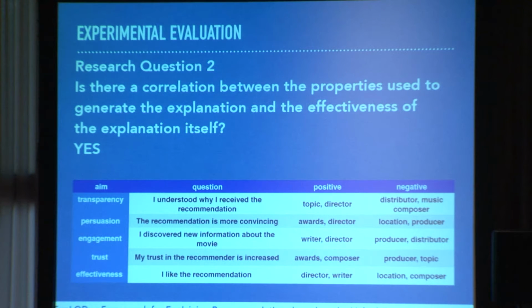In this case, we can also observe that there are some properties that positively affect most of the aims, such as director or writer, and there are other properties that negatively affect the aim, such as distributor or producer. This is an interesting result for generating aim goal-oriented explanation. That's all.